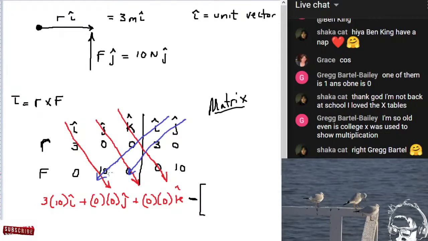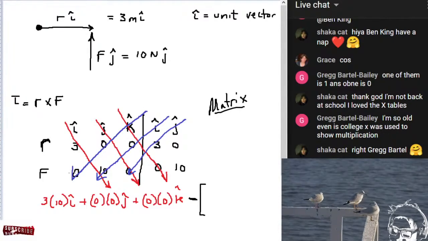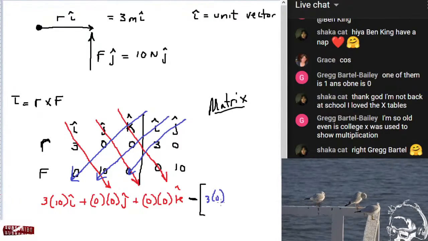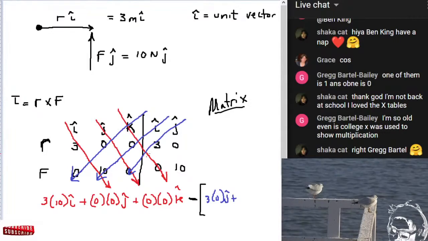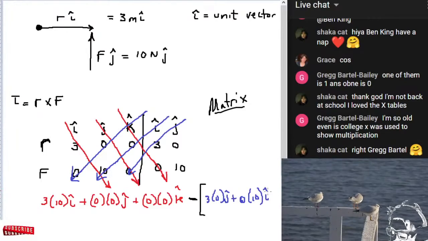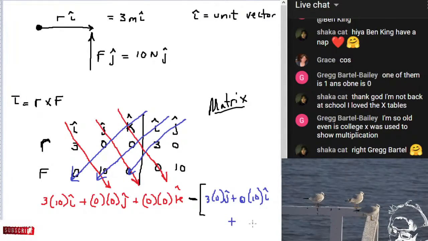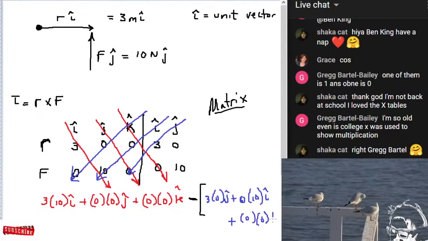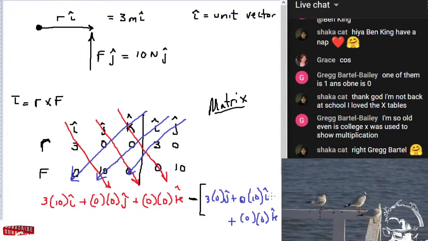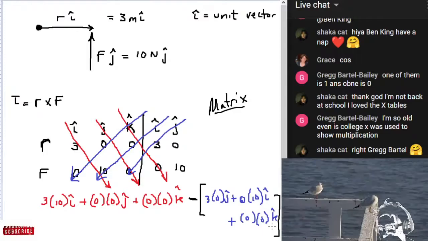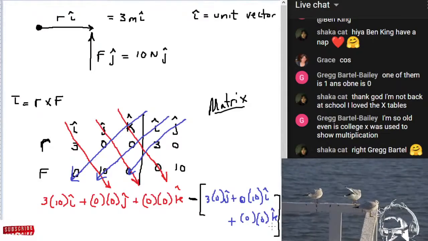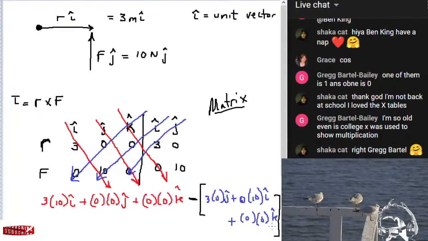Now we're going to go like this. 1, 2, 3. So 3 times 0 J hat plus 0 times 10 I hat plus 0 times 0 K hat. And we seal all that in with the final bracket. Something is wrong here. 3 times 10, 0, 0, okay.